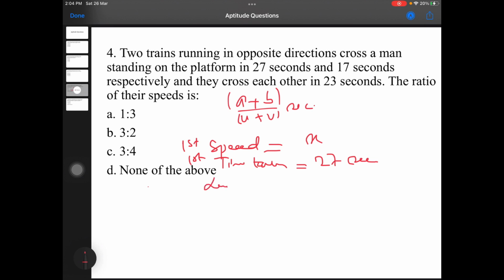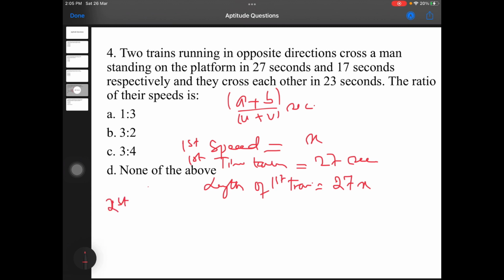And so the length of the first train is speed multiplied by time. The formula for length, or distance, is speed multiplied by time. So the speed is x and the time is 27 seconds. So the length of the first train is 27x, 27 multiplied by x.